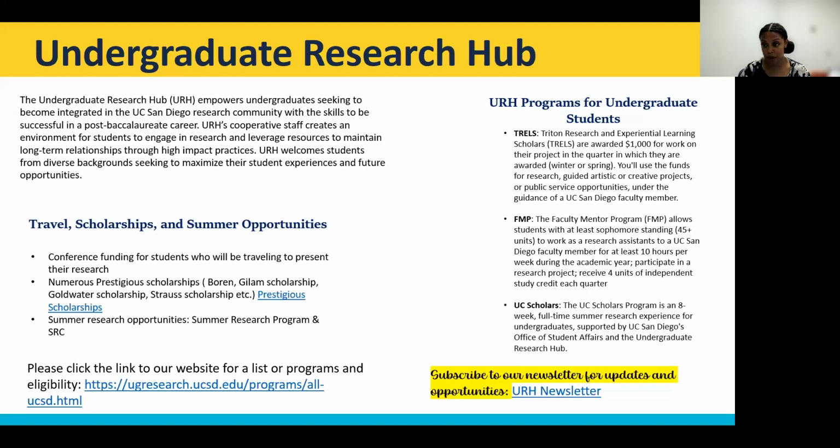One of our more popular programs, and I'm going to jump to the second bullet, is FMP, our Faculty Mentor Program. As you see, it allows students with at least sophomore standing to work as research assistants to a UCSD faculty member for 10 hours per week, and you receive 4 units of independent study credit each quarter. In a nutshell, you pair up with a faculty member and conduct research alongside them. It's a mentor-mentee type of program, which is very beneficial when beginning your research journey. You take guidance from an actual professor, which is an amazing opportunity.